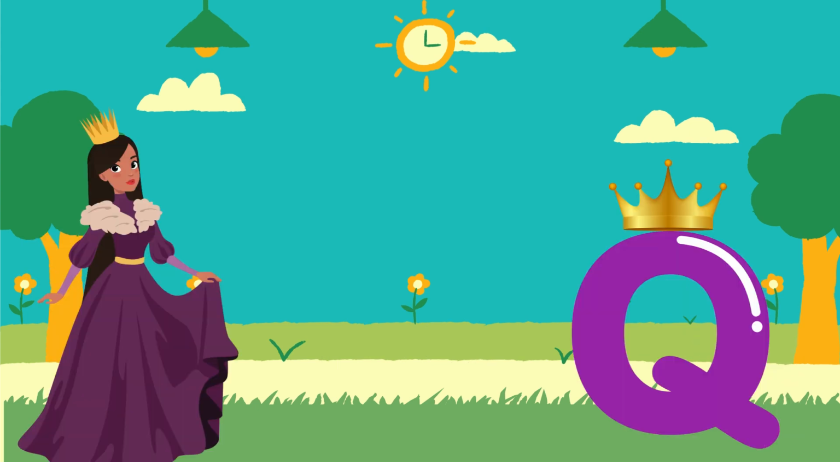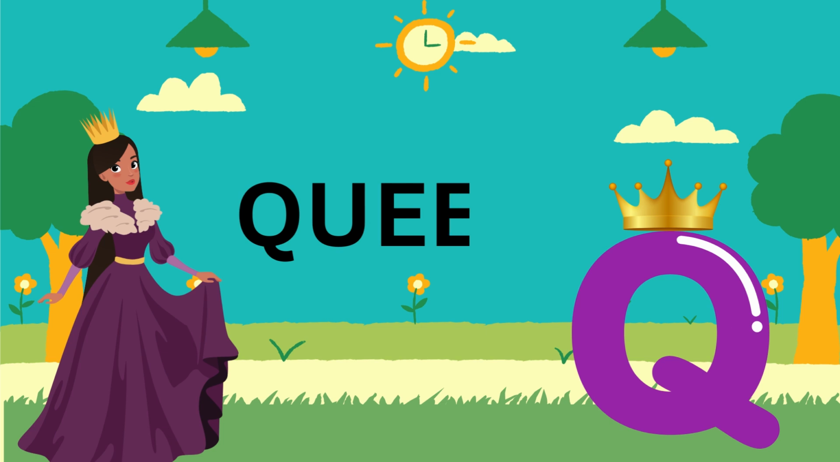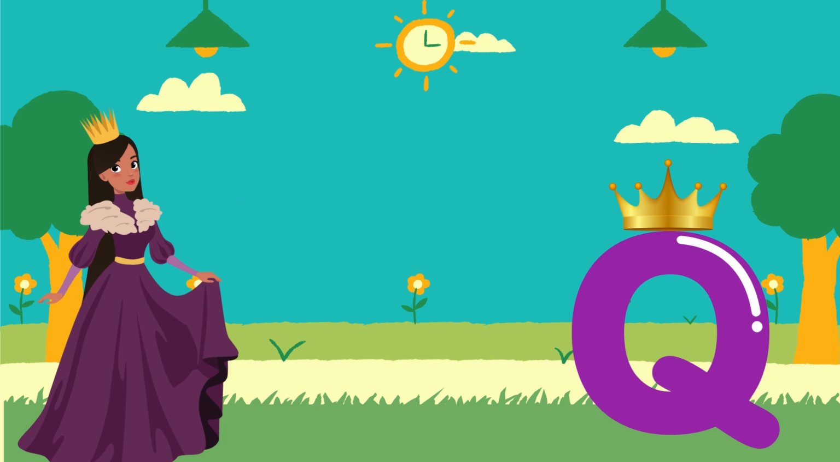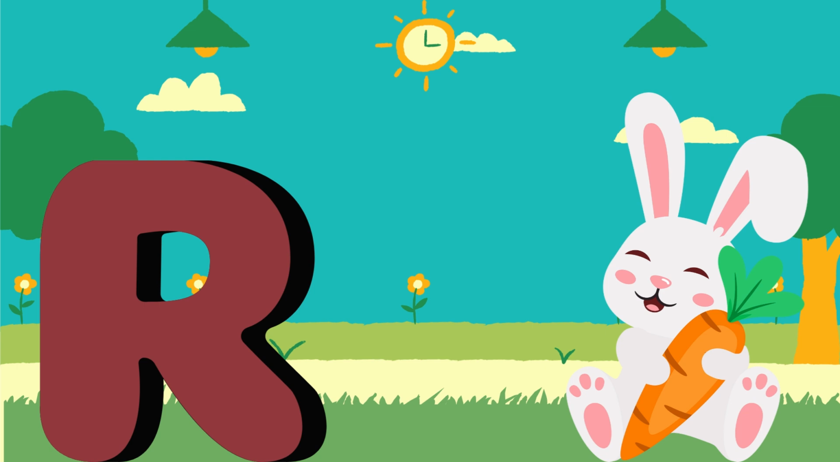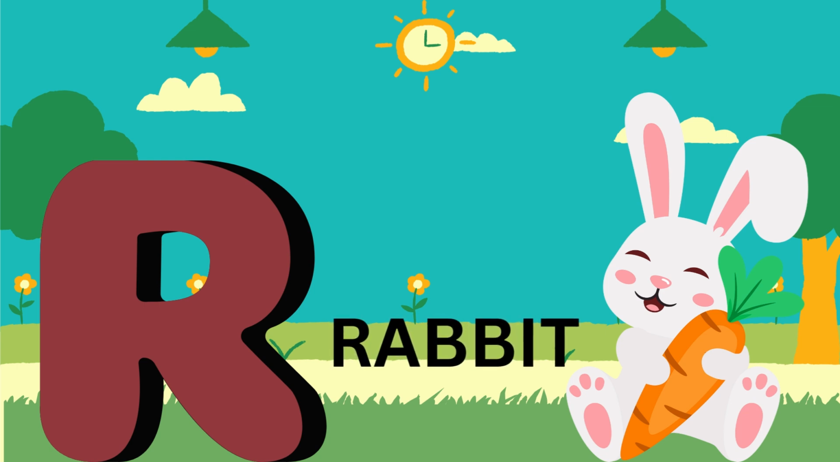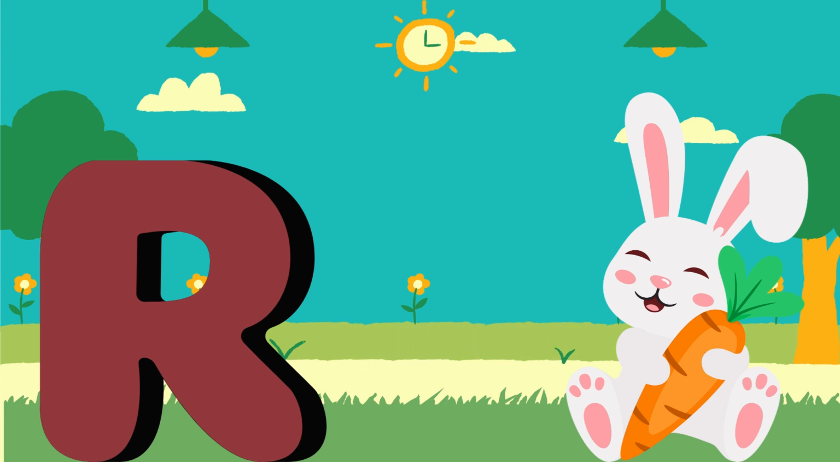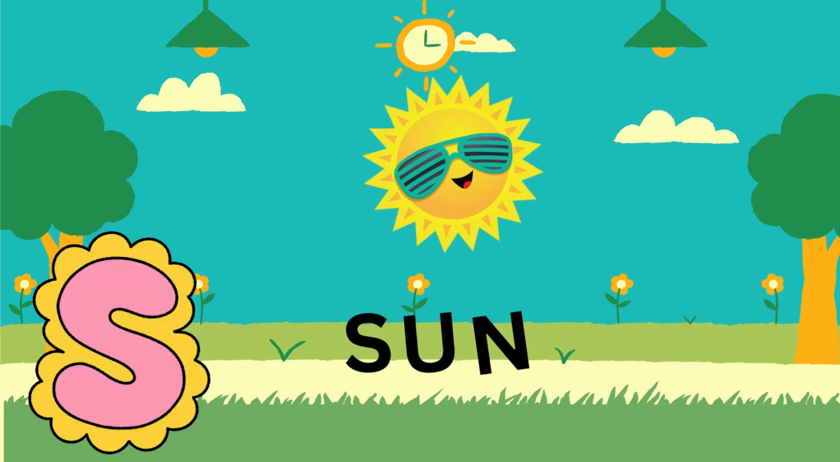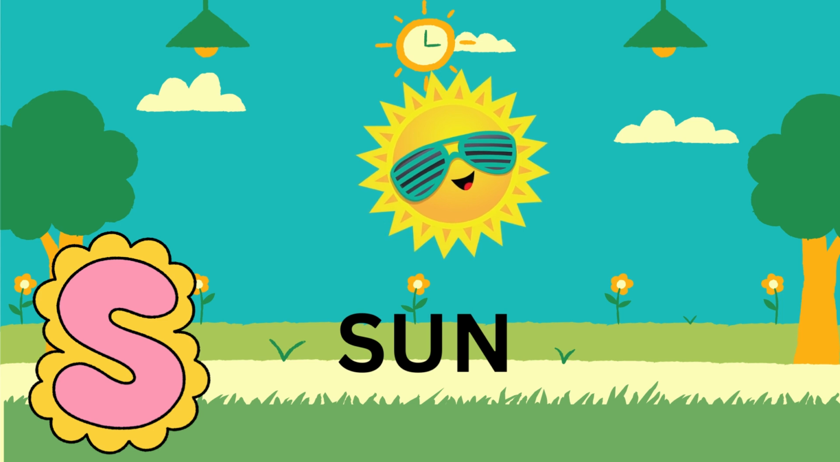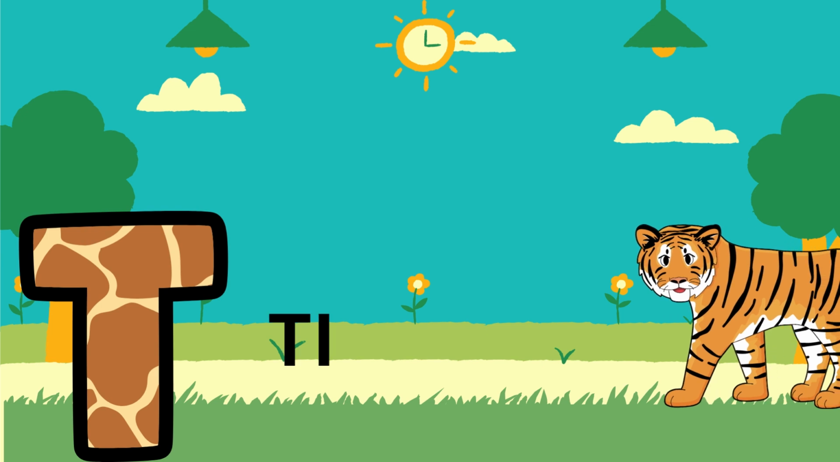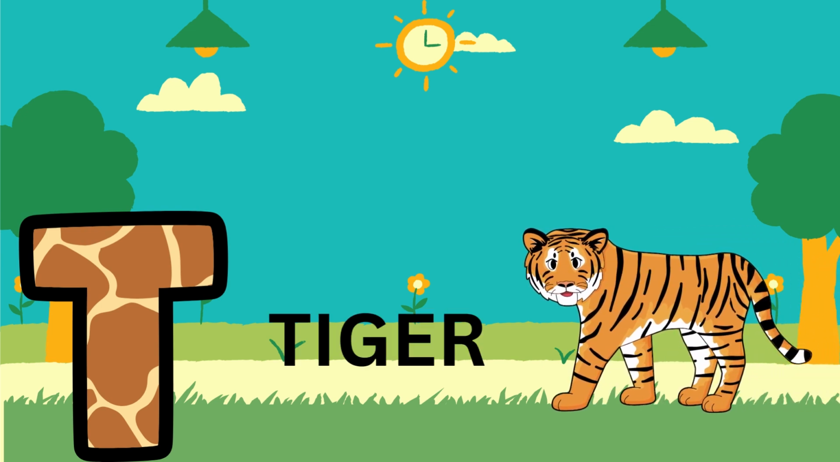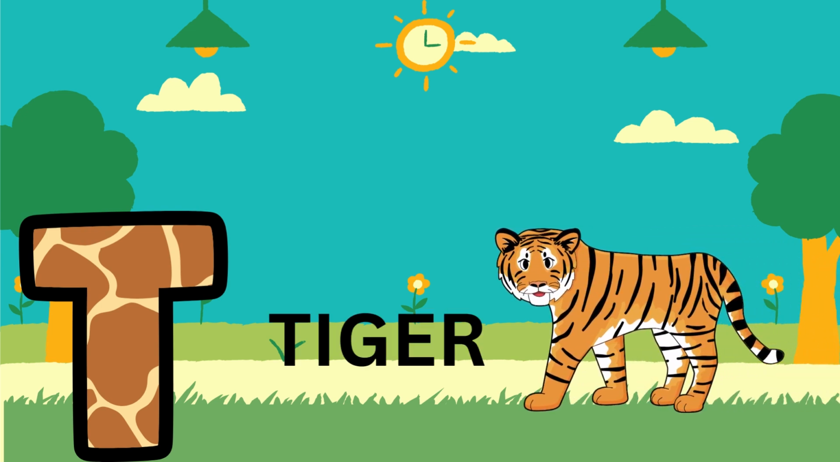Q for Q, U, E, E, N, Queen. R for R, A, B, B, I, T, Rabbit. S for S, U, N, Sun. T for T, I, G, E, R, Tiger.